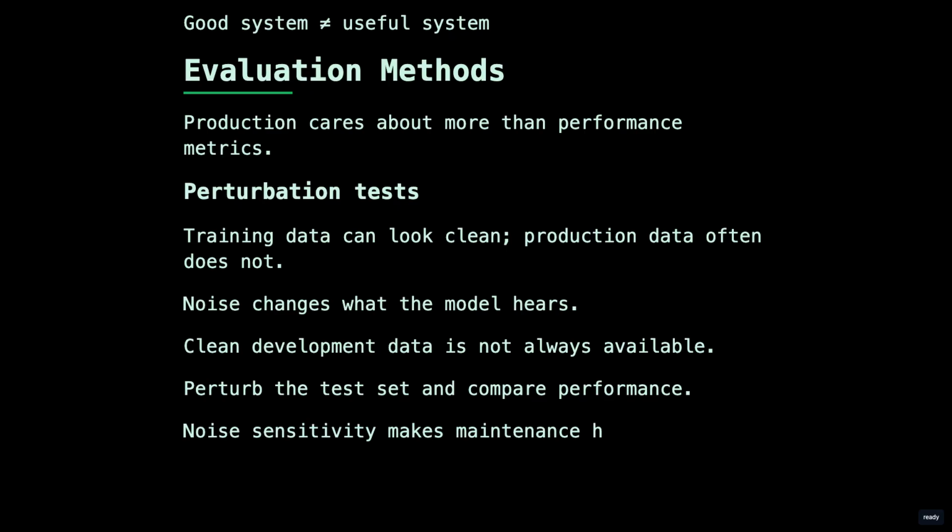A fragile model can drift with tiny changes in user behavior, device type, or recording conditions, which makes it harder to keep working well over time. The same fragility also creates room for adversarial attacks, where someone deliberately tries to break the model.